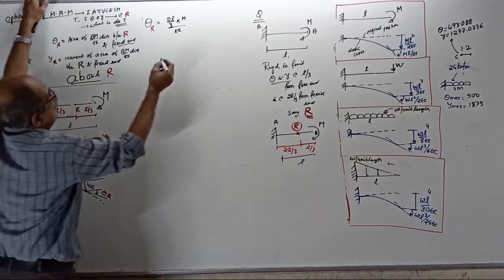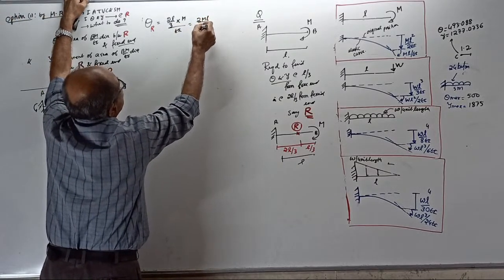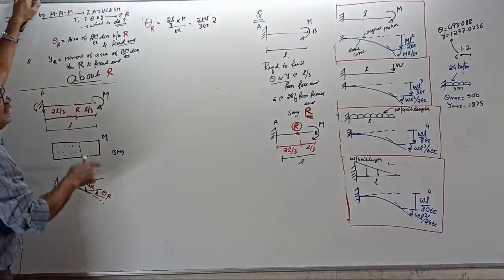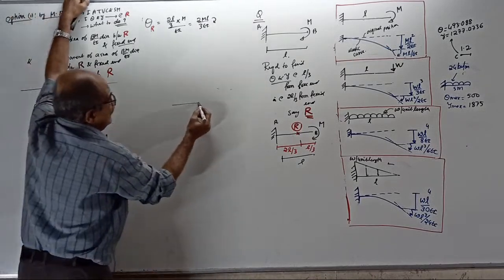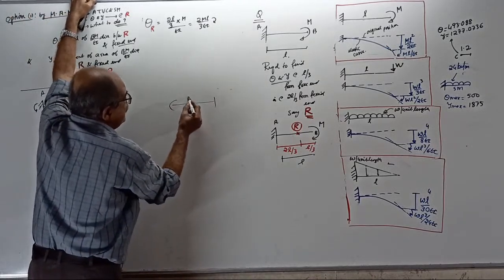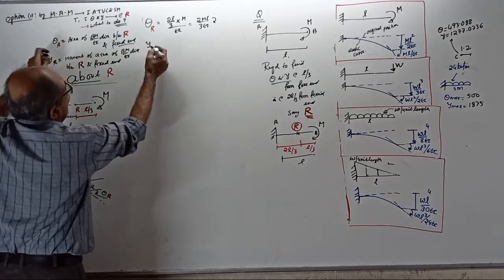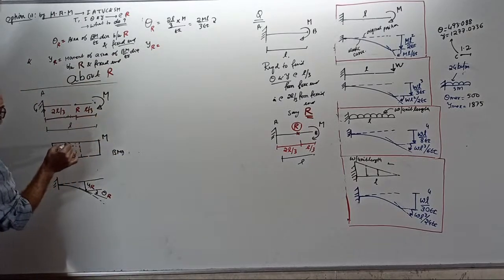Why? Rectangle area, equal to 2ML by 3EI, clockwise. How? You see the diagram here. If the cantilever is that side, fixed end, it will become anti-clockwise. See, if the cantilever is here, then it is this area. Okay, over.